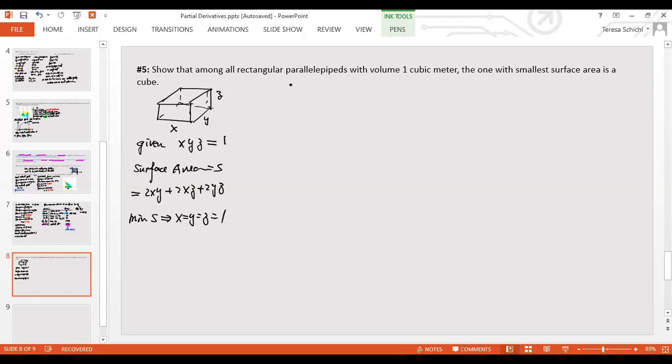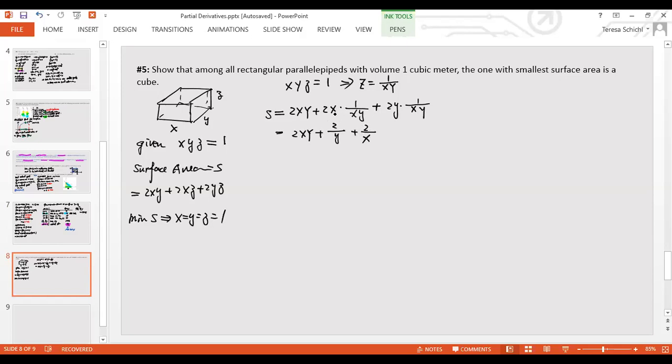So I know here the given is xyz equals 1, so I can replace it. I know z is equal to 1 over xy, right? Okay, so now I can rewrite my surface area as 2xy plus 2xz. What is z? It's 1 over xy. Then plus 2yz, where z is 1 over xy. So my surface area is 2xy plus 2 over y plus 2 over x, right?